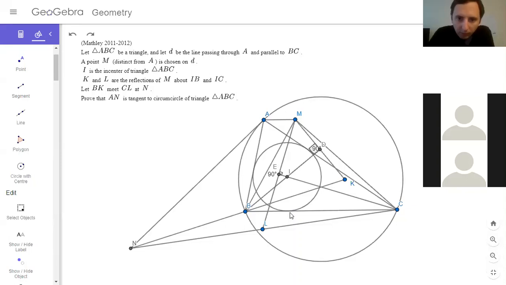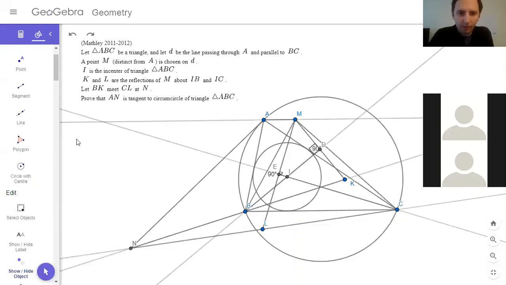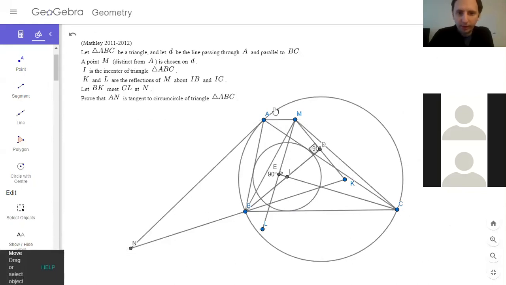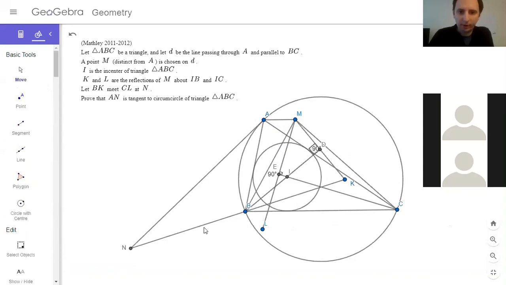All right. What if I think it might be easier to do this. What if I let the tangent at A meet BK at a point, I don't know, N prime, let's say. And then I let CL meet that tangent at N double prime. And I want to show BN prime is BN double prime.